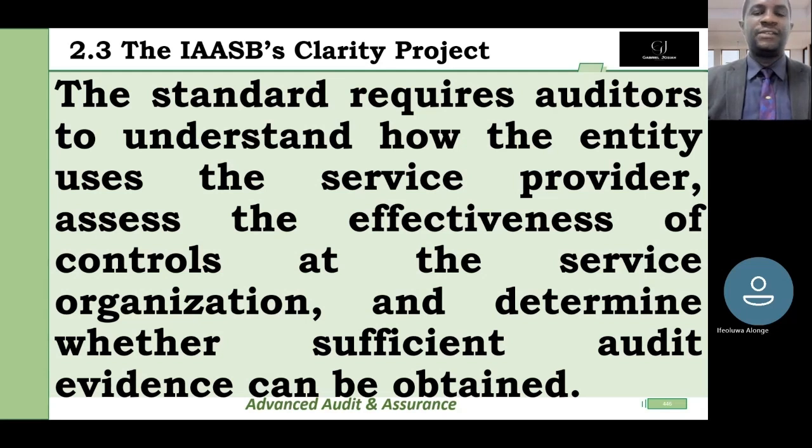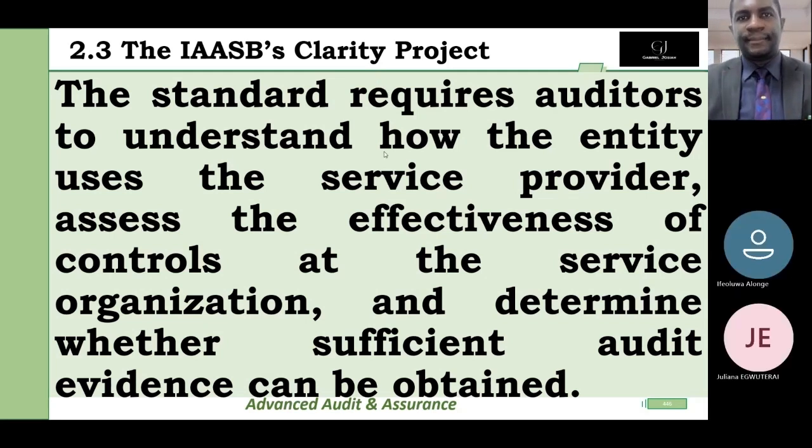ISA 402 is emphatically looking at the controls surrounding the use of service providers in whichever area. Whether it's HR, internal audit outsourced, facility management outsourced, whatever area it is, the company is outsourcing or using a service provider, even if it's IT, the standard ISA 402 looks at the effectiveness of the controls of the external organization, and it's quite challenging.